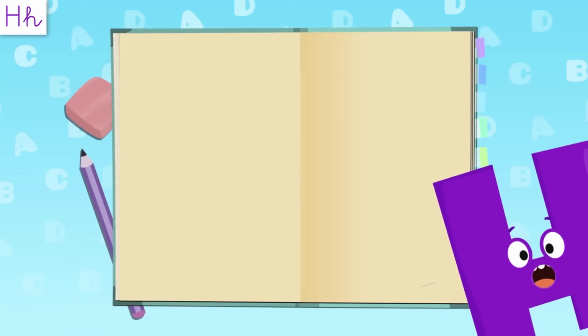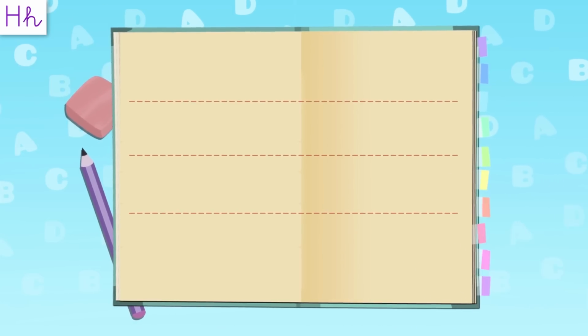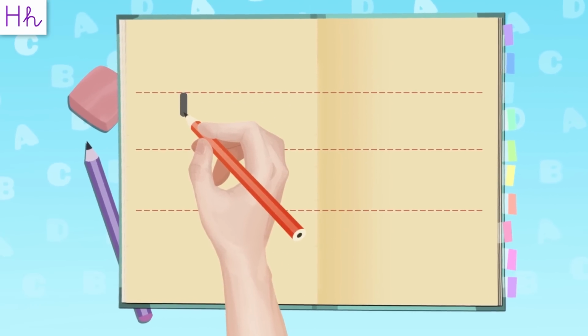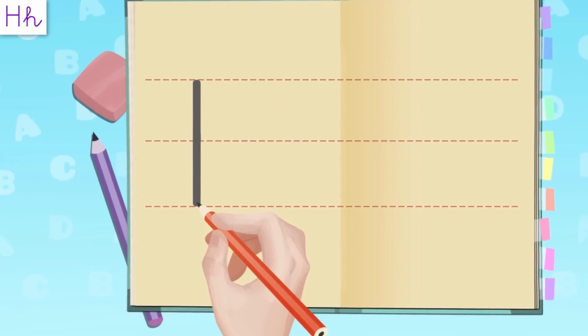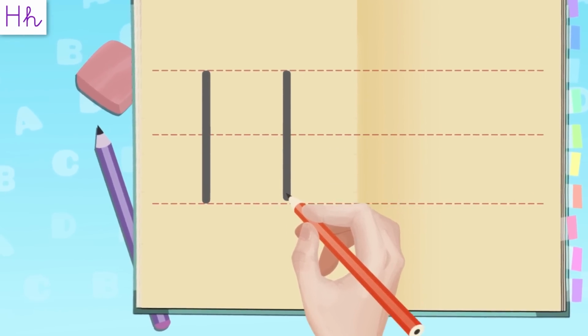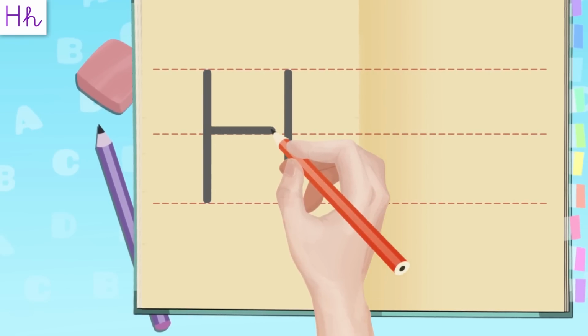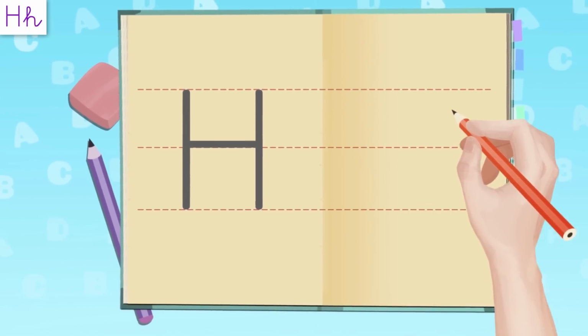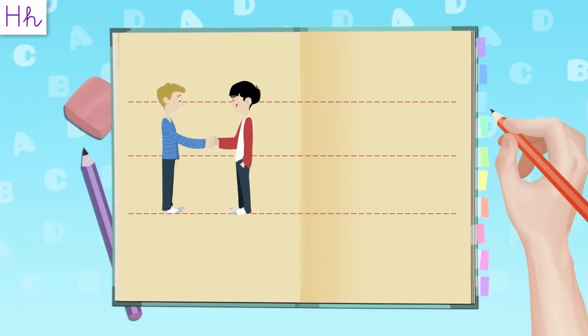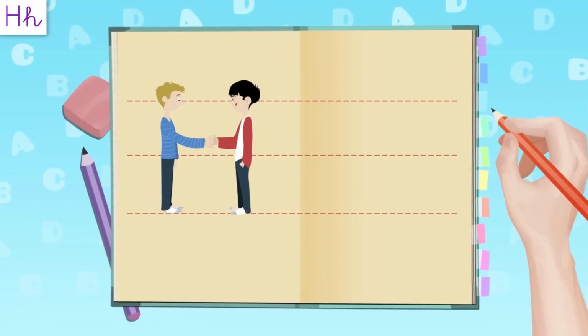Okay, now let's try to write me. We start with a line up here and out. Now do the same again next to it. There you go. Now the last thing we do is draw a line across. Great! Ooh, I look like two kids playing a thumb war.